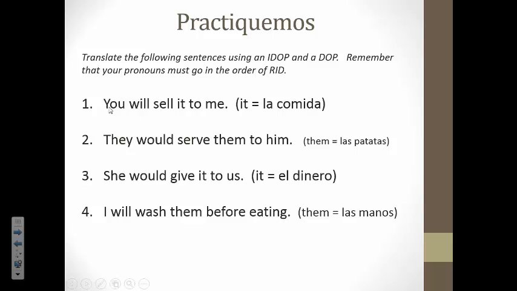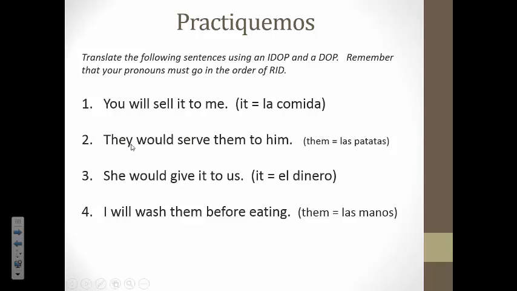Okay, number 1 says, you will sell it to me. The it I'm talking about is la comida. Alright, so let's do the verb first. You will sell. The verb to sell is vender. So in the future, it would be venderás. And then it to me. You've got me and you've got la. What order do they go in? Okay, your answer should read, me la venderás. Me la venderás. Okay, please go on to do number 2 and 3 and 4.